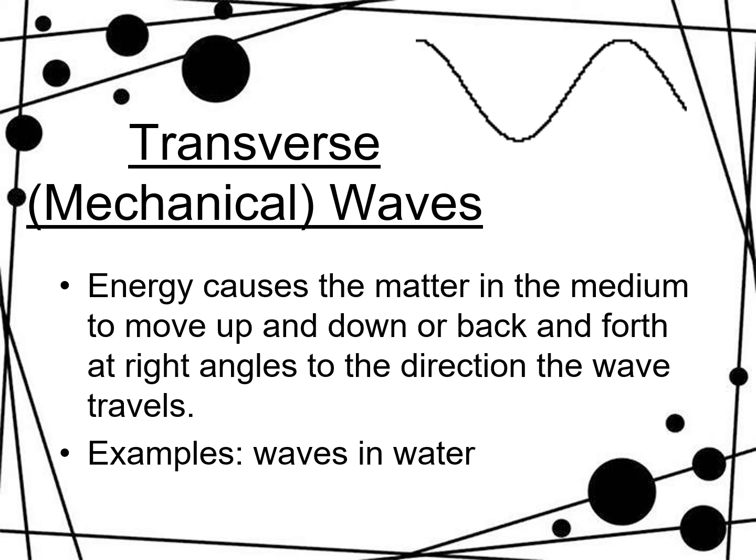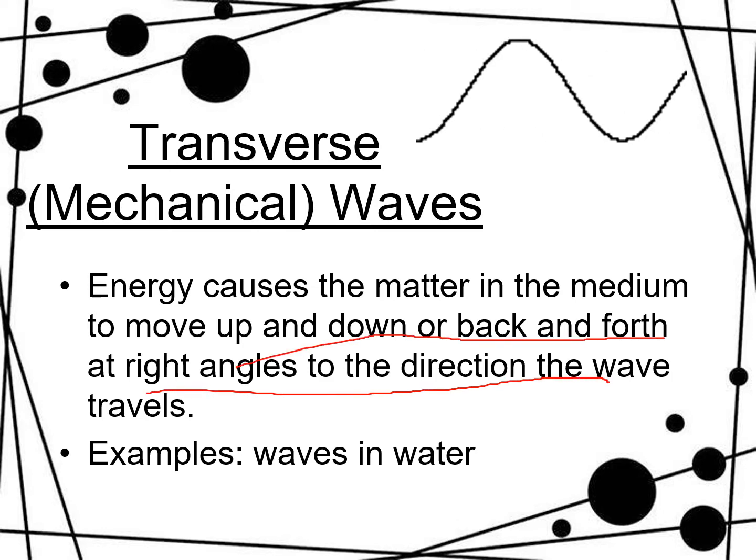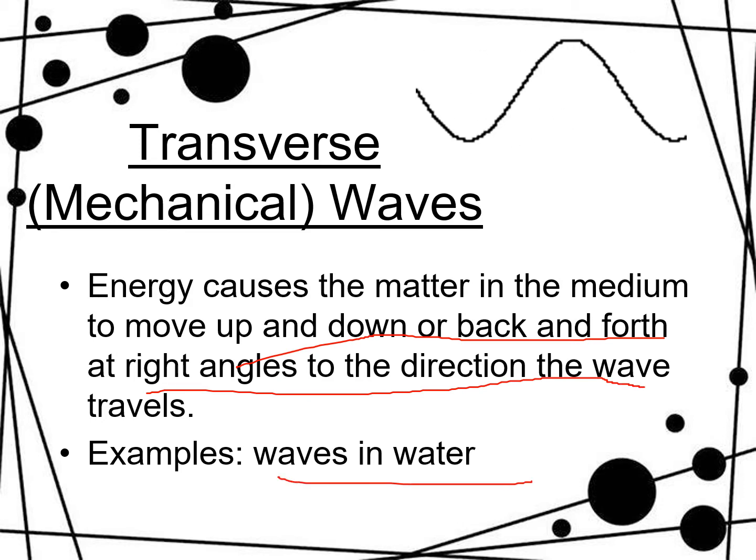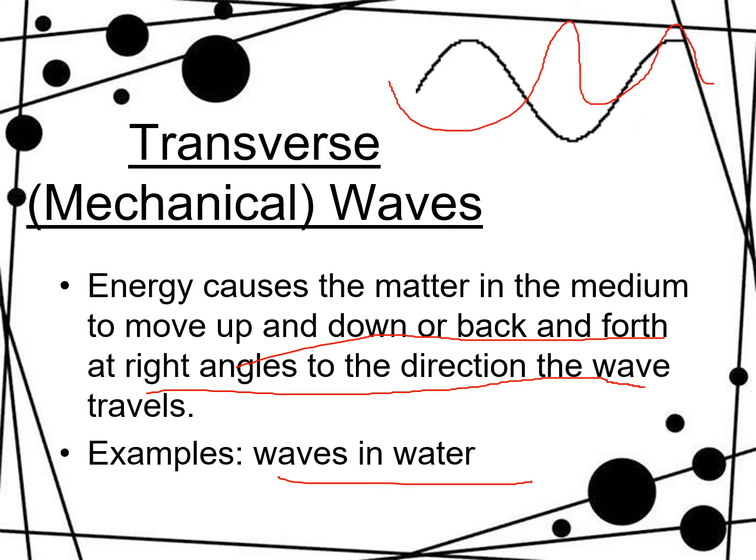A transverse wave is energy that causes the matter in the medium to move up and down or back and forth at right angles to the direction the wave travels. Best examples of transverse waves are waves in water. Okay, take note, back and forth yung movement ng transverse wave.